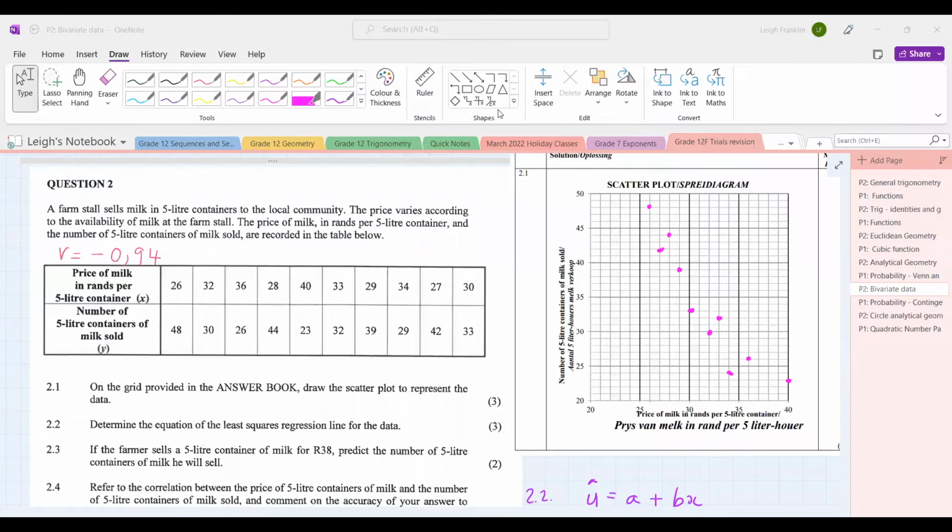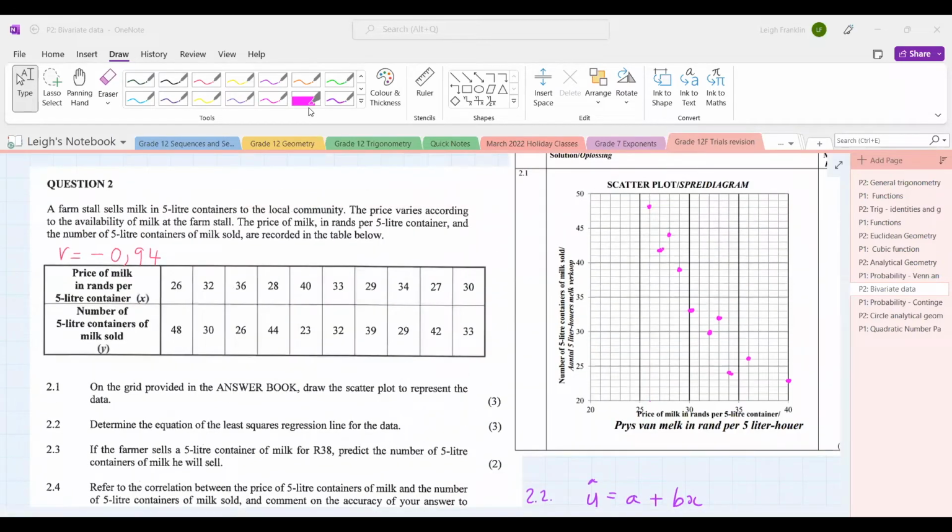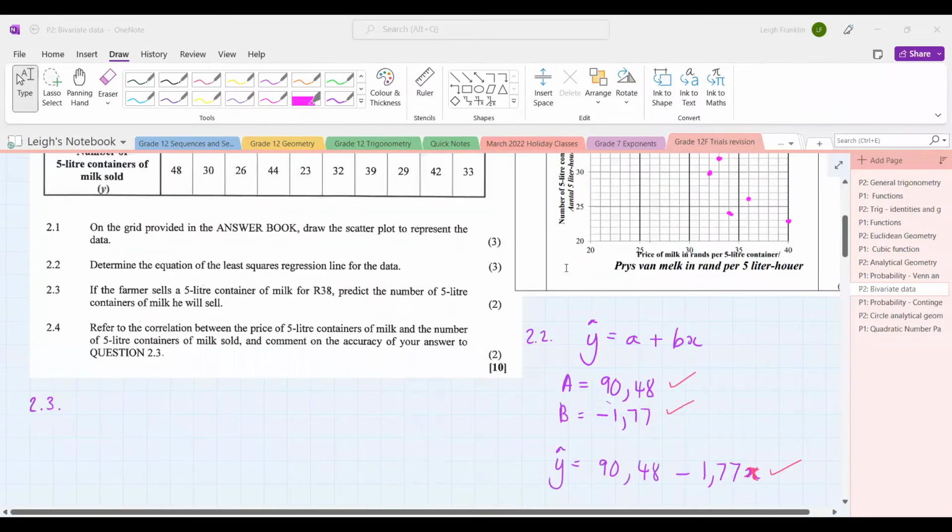We do substitute into the equation, but where does this 38 belong? Is it an X or is it a Y? What are we calculating? When they want to predict the number of 5-liter containers of milk he will sell, it means they're asking us to make a prediction. So we sub into X and we're making a prediction about Y. Okay, so they're giving us the X and they want us to predict what the Y is going to be.